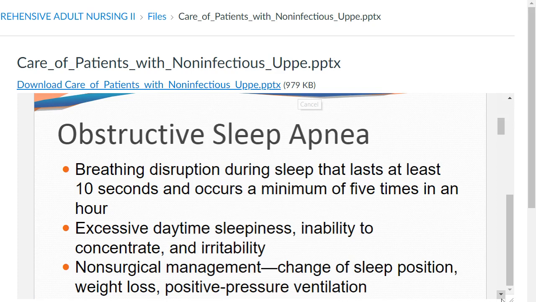All right, we talked a little bit about obstructive sleep apnea when we talked about CPAP and BiPAP. We can define obstructive sleep apnea as a breathing disruption during sleep that lasts at least 10 seconds and occurs a minimum of 5 times in an hour, okay? Many times people start suspecting they might have this because they're not getting into that real deep sleep with those REMs. So they wake up with excessive daytime sleepiness, inability to concentrate at their jobs, and they're very irritable because they're not getting enough sleep.